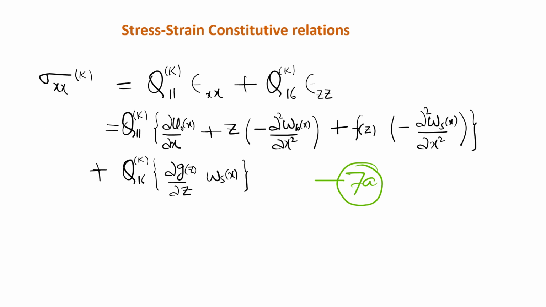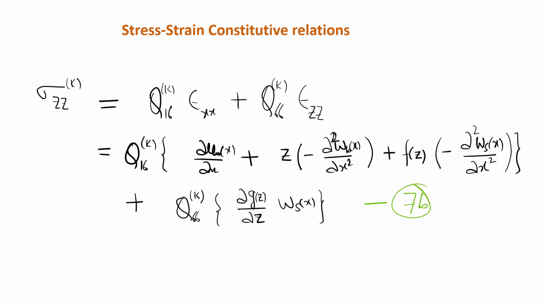Now we will write sigma xx by expanding, substituting the values here. So epsilon xx is nothing but del u naught by del x plus z times this plus fz times this. So we are keeping the whole value of epsilon xx plus Q16 times epsilon zz, and we have already seen epsilon zz is del g by del z into ws of x.